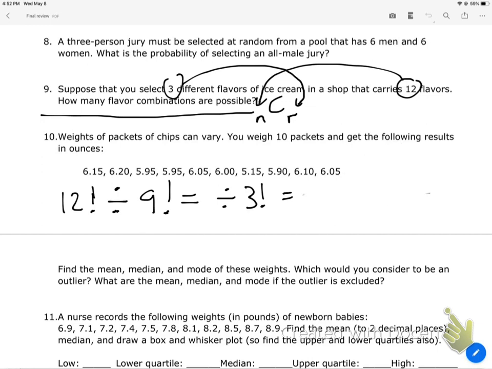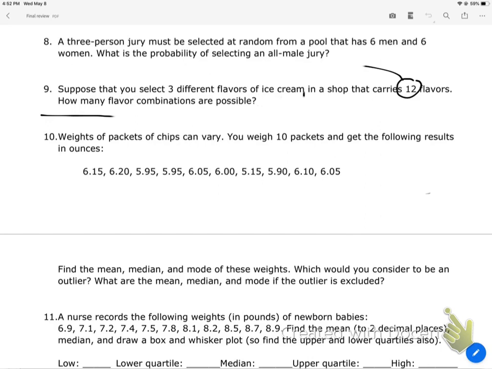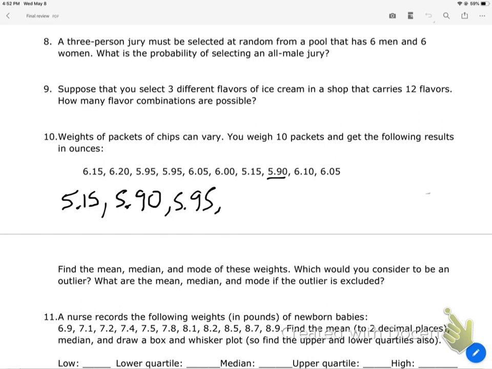Right, let's take a look at this one here. Let's just move it a little bit bigger. So we've got these packets of chips. Mean, median, mode. Always a pain in the butt, so you've got to order them. 5.15 is the first. What's next? 5.90. Is that all I've got? I've got another 5.90. I've got 5.95, and I've got another 5.95. What else do I have? I have a 6.0.